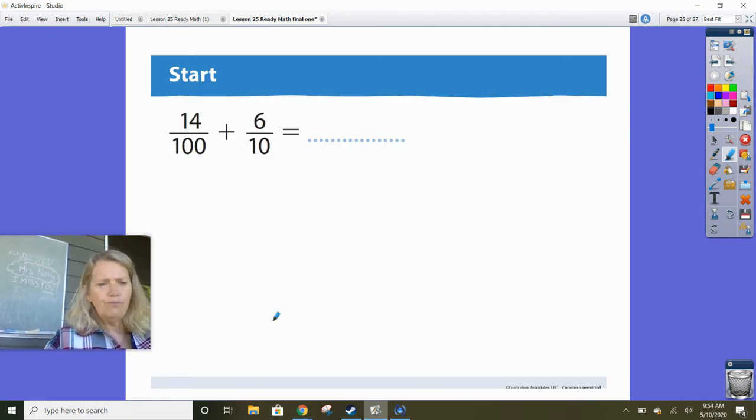Here we go. 14 hundredths plus 6 tenths. Push pause. Check back and see if we agree.